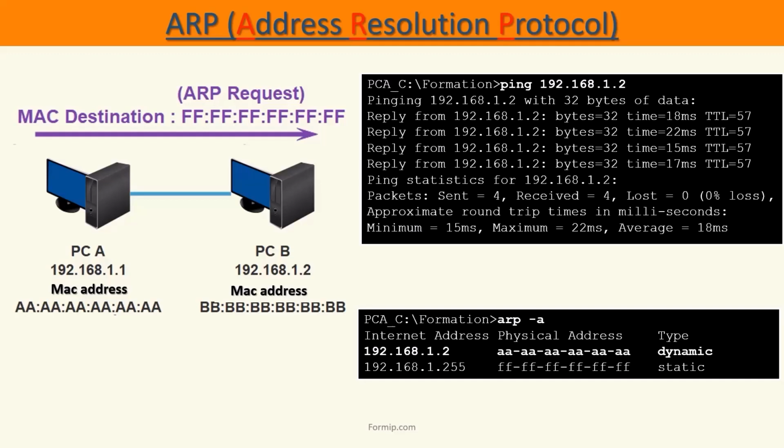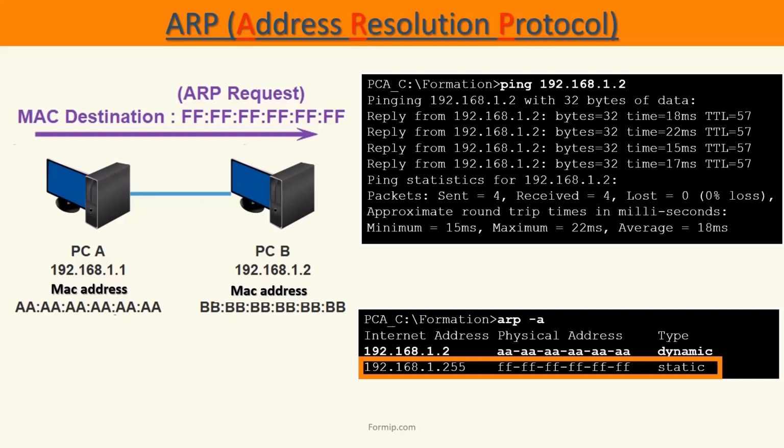And as PC A doesn't yet know the MAC address of PC B, it will use a broadcast message. In other words, the destination MAC address field will be filled only with F's. This type of message will go to every PC in the network in order to find PC B.